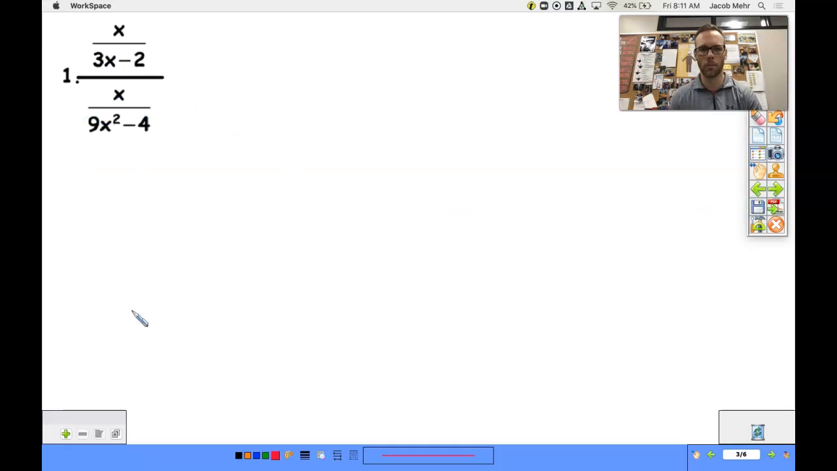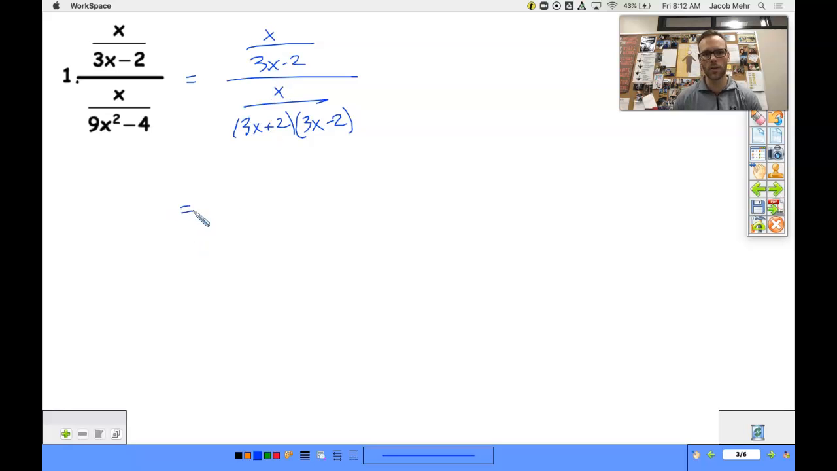So when we take a look at this problem, the first thing that we want to do is factor. And that has been something that we've been doing a lot lately, is factor right away. So this is x over 3x plus 2 times 3x minus 2. Now here I do have a fraction divided by a fraction. So I can change this to multiplying by the reciprocal. Instead of taking x over 3x minus 2 divided by this, let's multiply by this reciprocal.